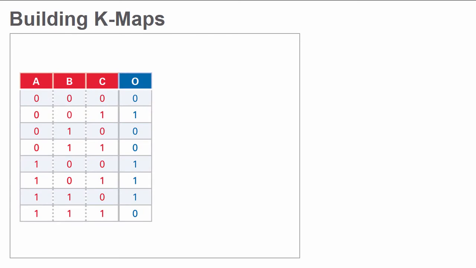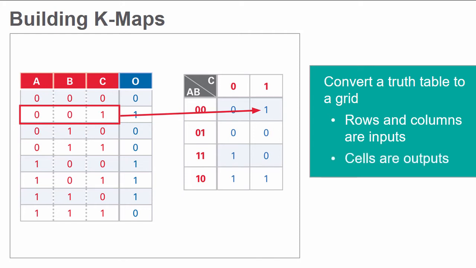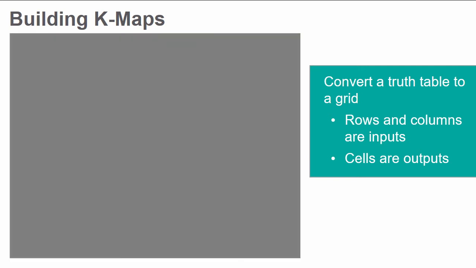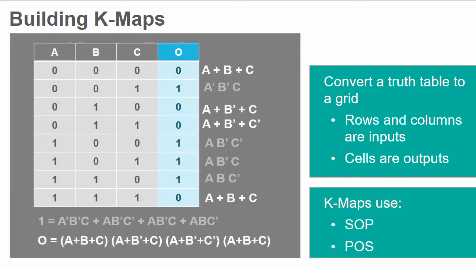To build a K-map, you take a truth table and convert it to a grid. The rows and columns of the grid correspond to possible input values, and the cells represent the correlated output values. This makes K-maps particularly useful if the logic functions have a small number of variables. K-maps use either a sum of products or product of sums format.